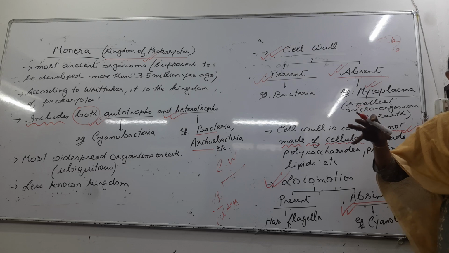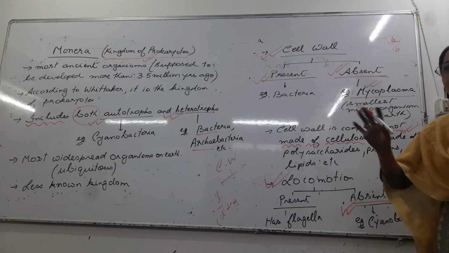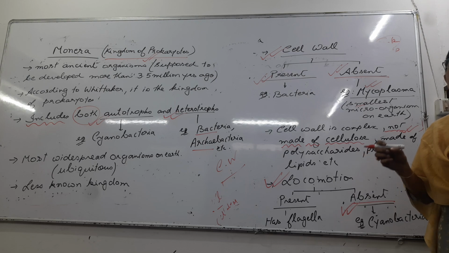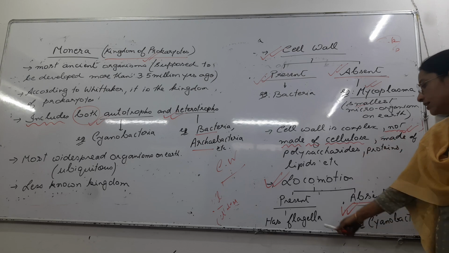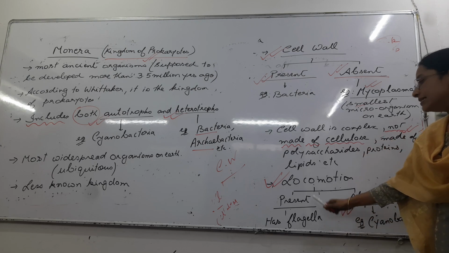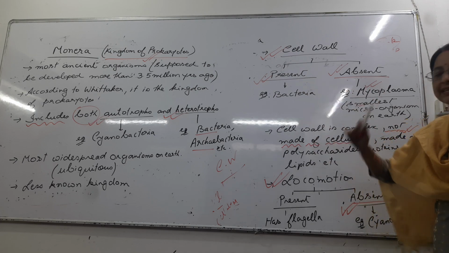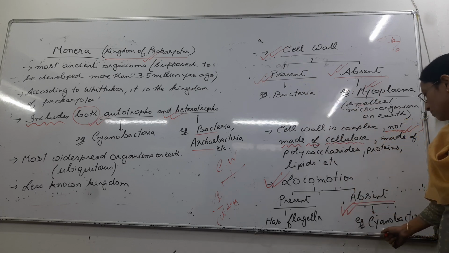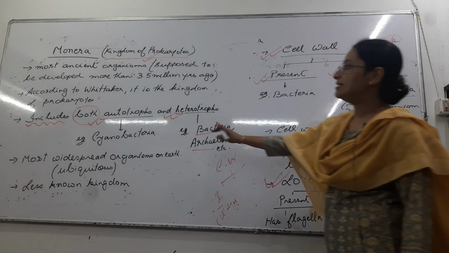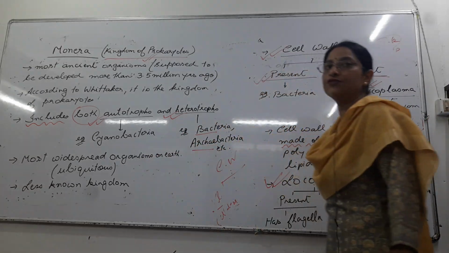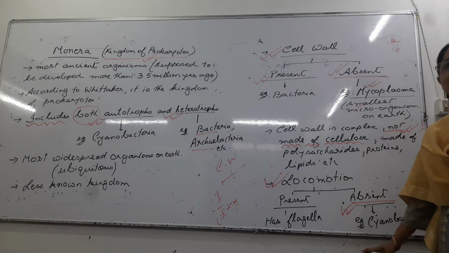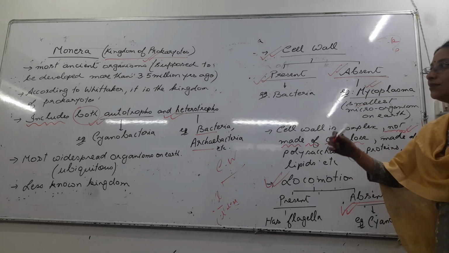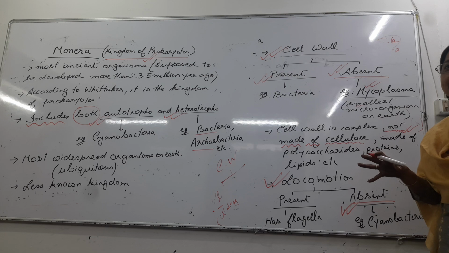Locomotion means movement. Bacteria can move, right? Obviously they can. If they move, they need a locomotory organ. But there are certain organisms in this kingdom which cannot move, right? Who cannot move? Cyanobacteria. Cyanobacteria is an autotroph that cannot move, right? That means it has no flagella. Is the point clear?